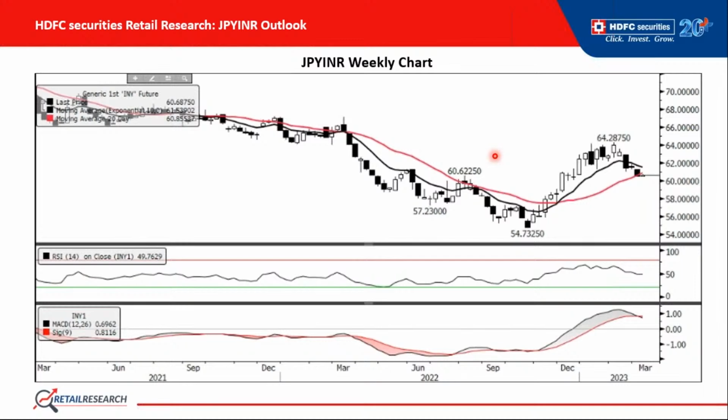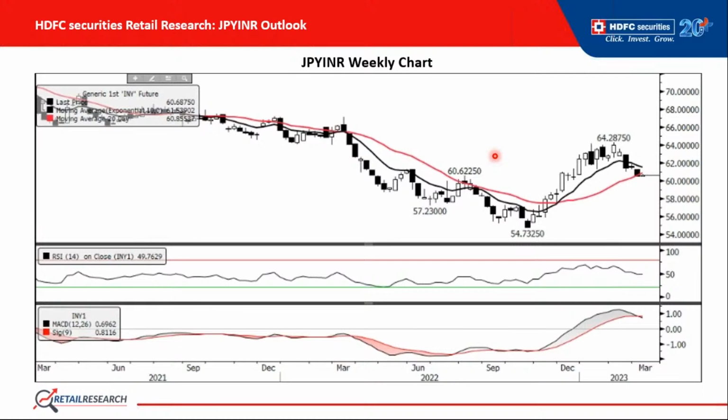Another pair, JPY INR. This week there is a policy meeting for the Bank of Japan, and we see that the new governor will be appointed and the nominations have already come. That has created some extra volatility in the month of February. We have seen that the yen started depreciating after the nominations of the new governor, and that's the reason we have seen the rupee also appreciate against the Japanese yen.